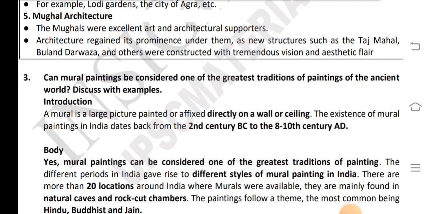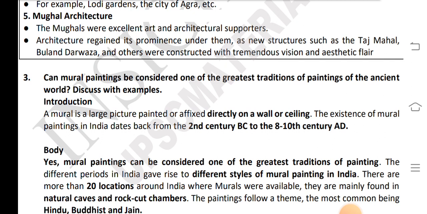Tughlaqabad city, Jahanpanah city and Firozabad city. Lodi dynasty: only tombs were constructed, however the concept of the double dome was introduced. The double domes gave strength to the structures and lowered the inner height of the buildings, for example Lodi Gardens, the city of Agra.